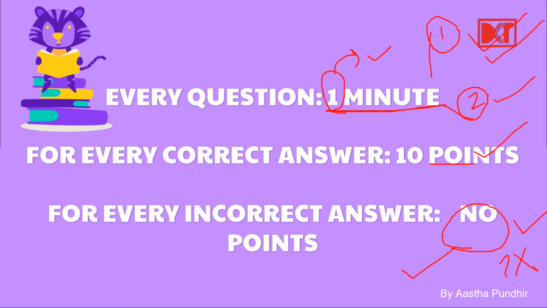Okay, so for every correct answer you give yourself 10 points, and for every incorrect answer no points. Why no points? Because in IEO there is no negative marking.